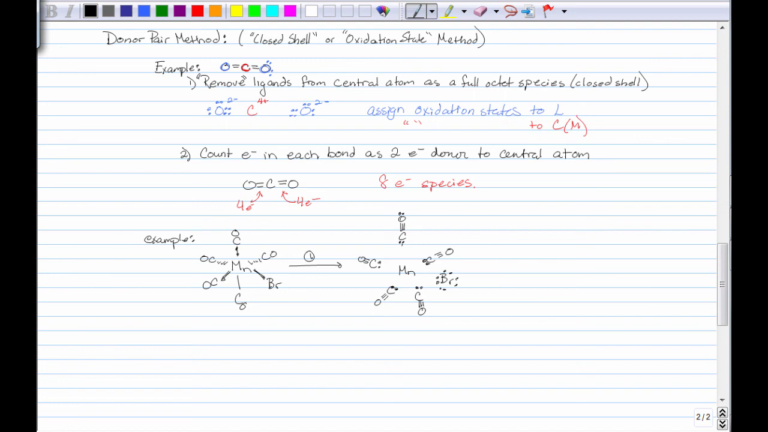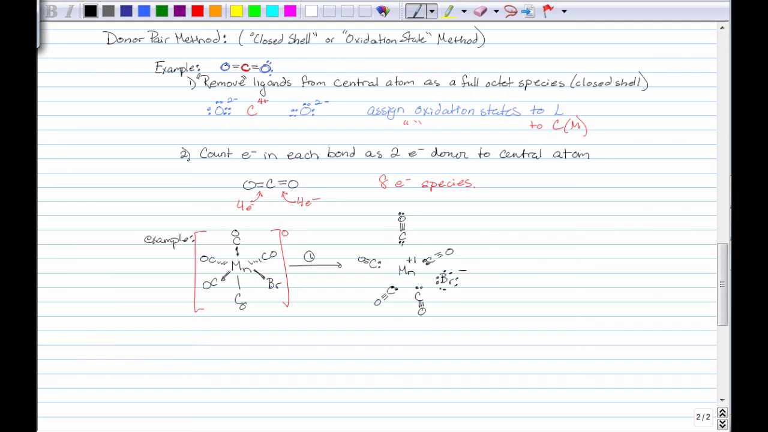Now I'm going to calculate the oxidation states of each of these ligands. The carbonyl ligands are neutral and the bromide has a -1. And now to balance the charge here, I'm going to calculate the oxidation state on the manganese. So it has to be +1. And I didn't explicitly state this, but the charge on this entire complex is 0. So that's why I can balance the charge like that. So now I know that I have a manganese +1.